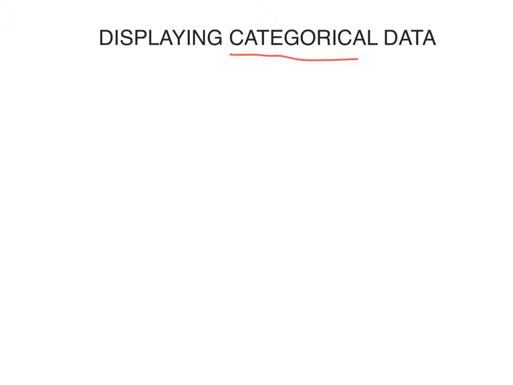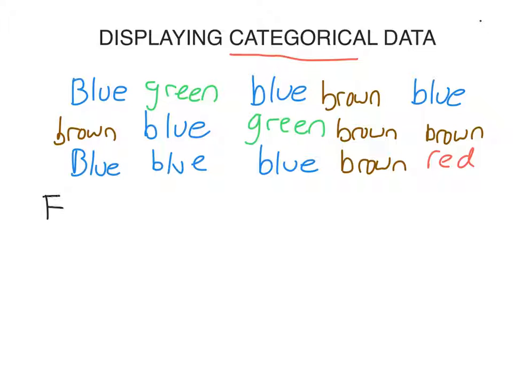And these are the results. So obviously every time I've written blue, that's someone with blue eyes, brown is someone with brown eyes, and so on. So we're going to look at 3 different ways that we can display this data. The first way we can display it is using a frequency table. All a frequency table is, we list each of the categories that came up, and then we write how many times that category came up.